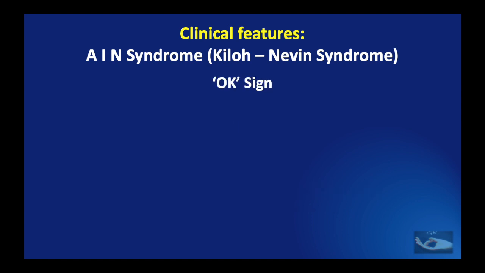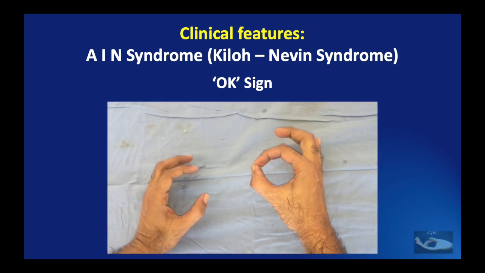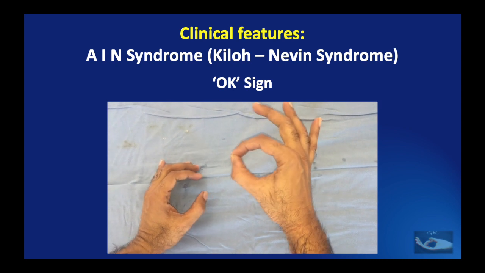Here in this syndrome, the OK sign will be pathognomonic. Because the flexor digitorum superficialis of the index finger is acting while the flexor digitorum profundus of the index finger has been paralyzed, the patient cannot make an O sign with the thumb and index fingers.